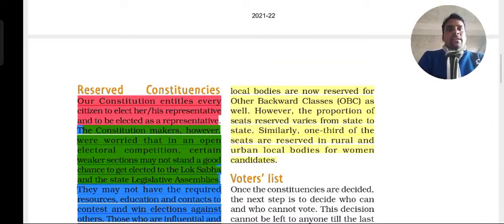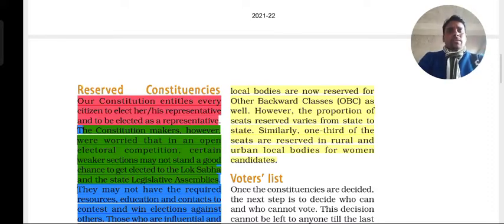Our constitution entitles every citizen to elect her or his representative and to be elected as a representative. It means our constitution is giving the rights, entitling every citizen to choose their own leader or representative. So this right of choosing a particular representative and giving a vote is provided by the constitution, and accordingly he or she gives the vote for the particular person as representative.